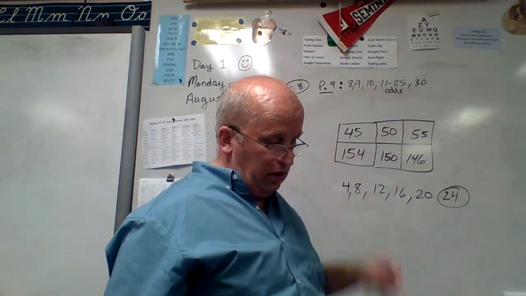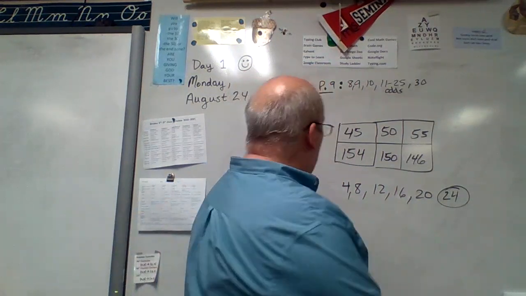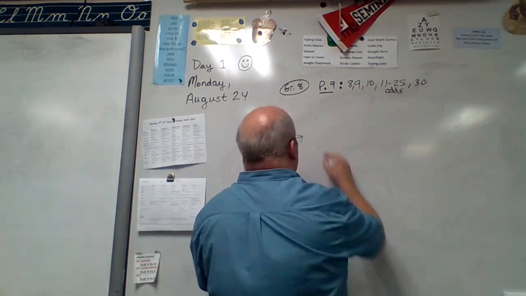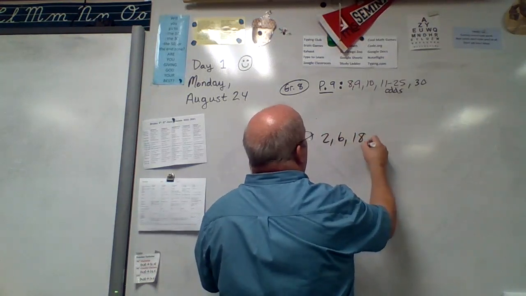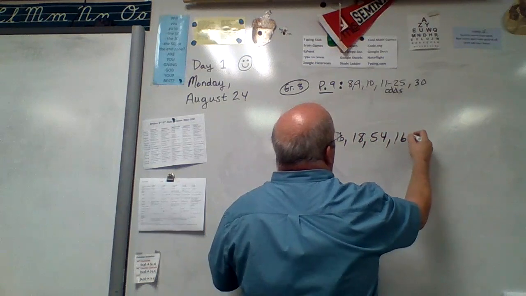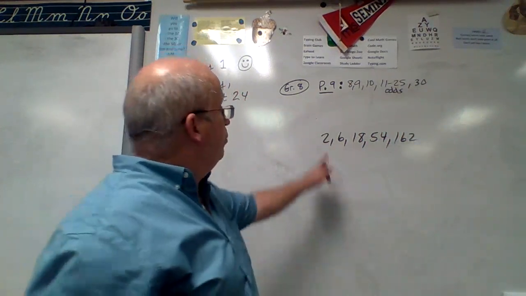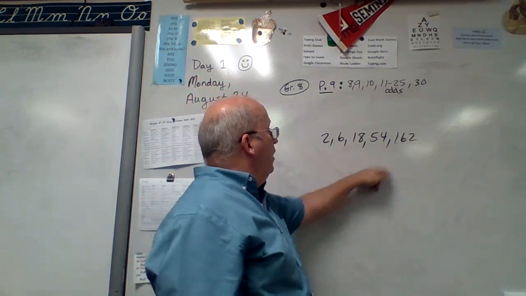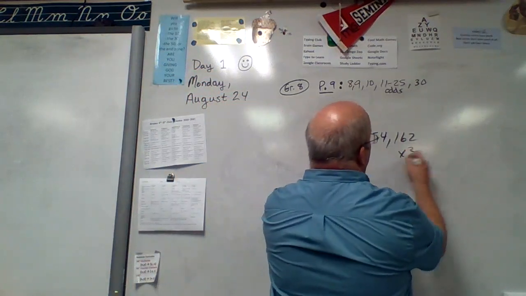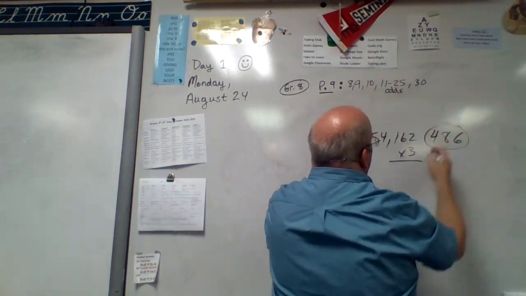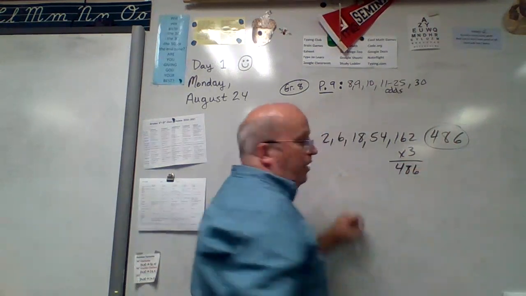2, 6, 18, 54, 162. What's happening there? Aren't they multiplying by 3 each time? And so therefore, let's take this times 3 and get 486 as our next value.